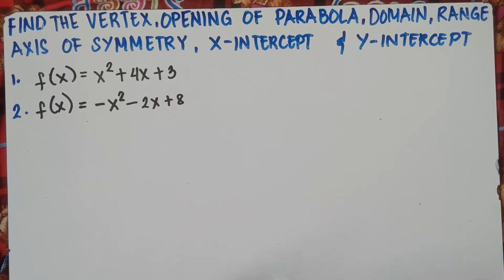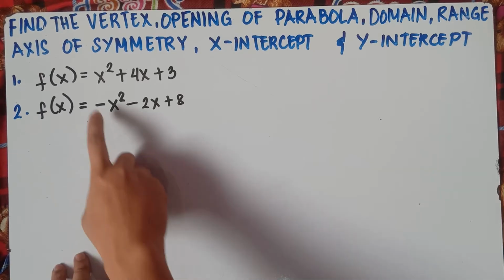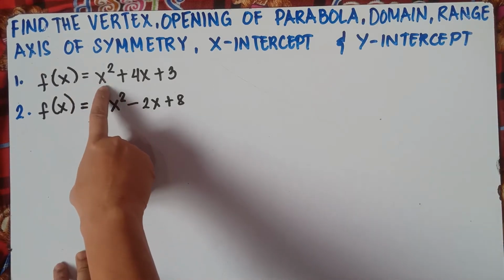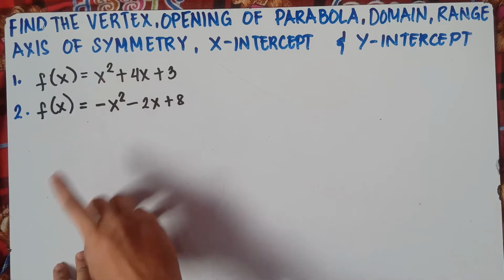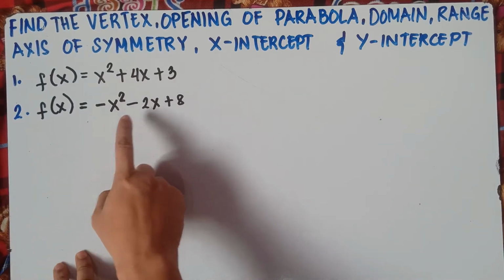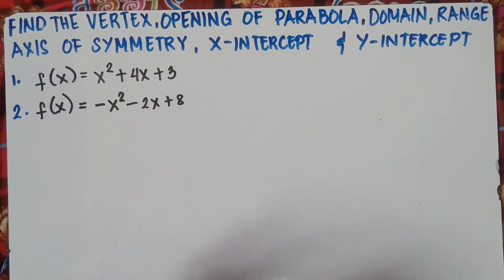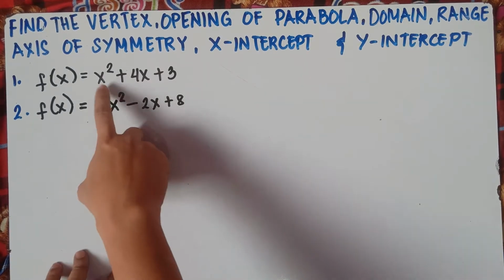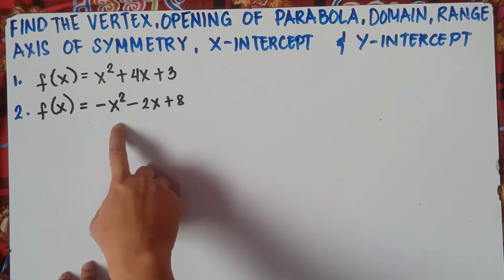We have two examples, class, for you to really understand how to solve this. We have f of x equals x squared plus 4x plus 3, and the other example, f of x equals negative x squared minus 2x plus 8. So we have an example for positive x squared and an example for negative x squared.